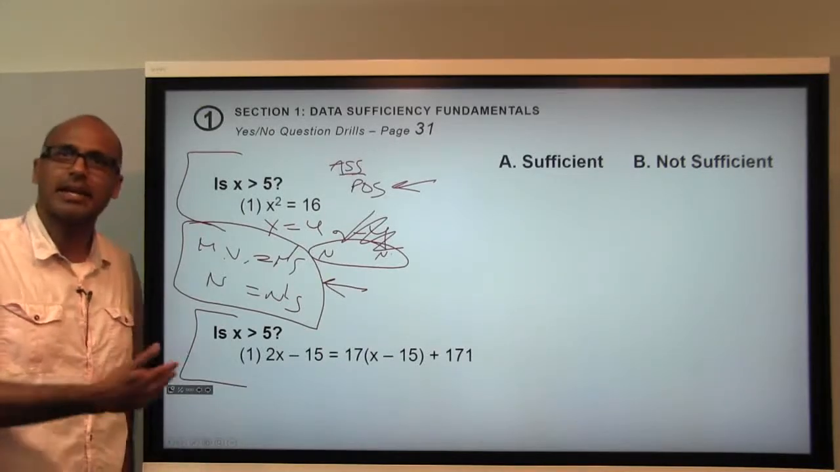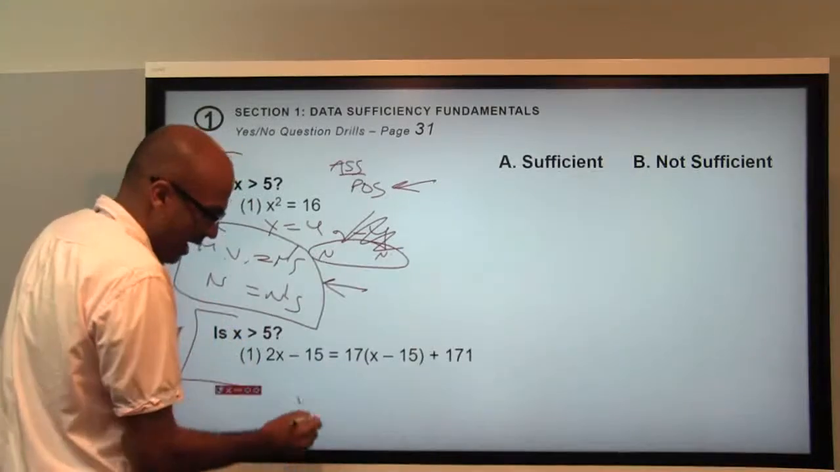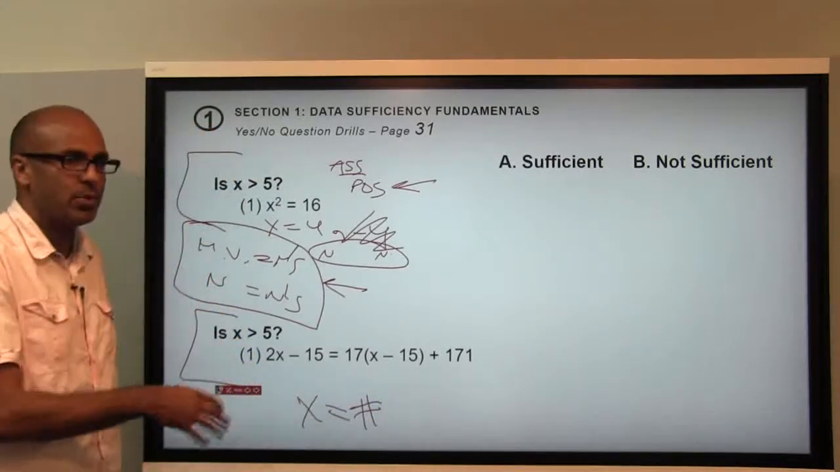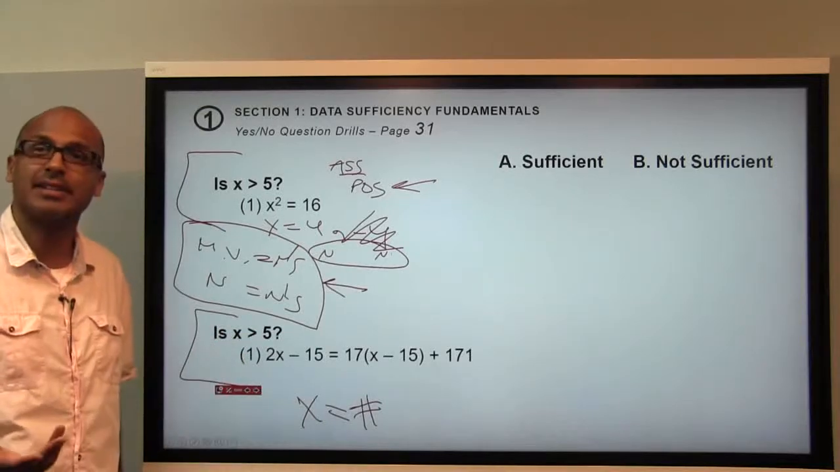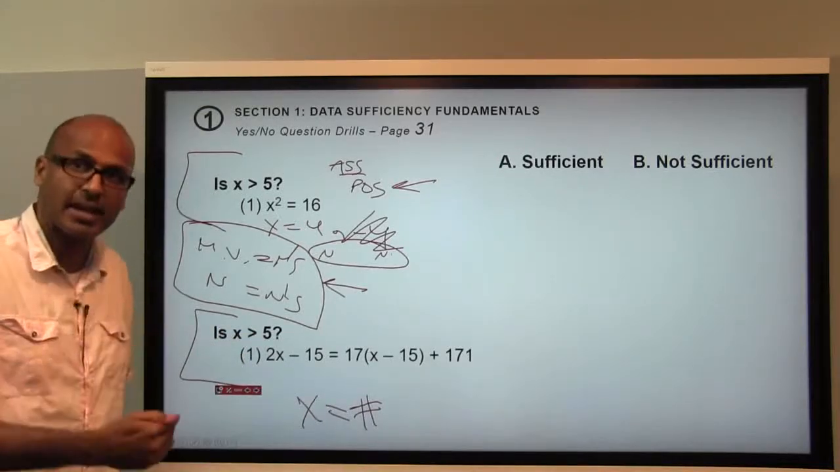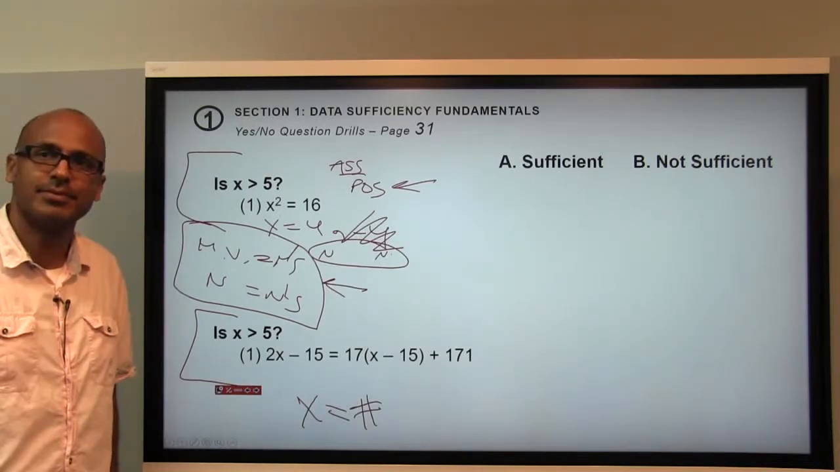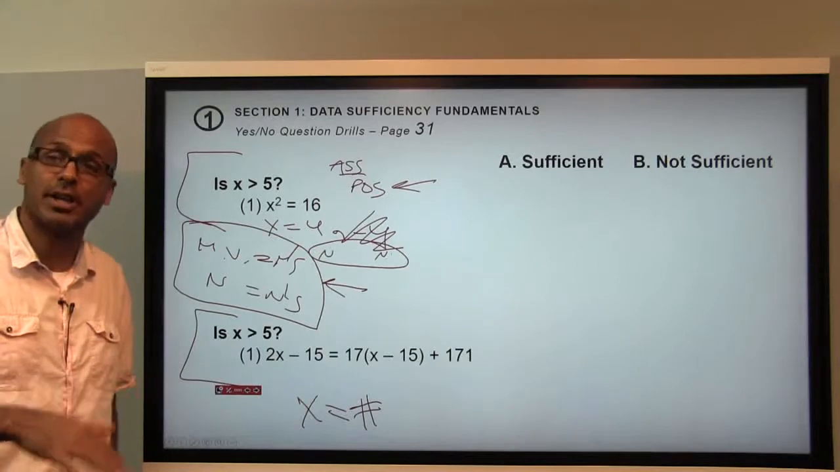Because, again, take a step back and start to recognize at the end of the day, I will have a number for X. It will either be greater than 5 or not. I will get a definitive yes or a no. What else is there? Super sufficient as a result.